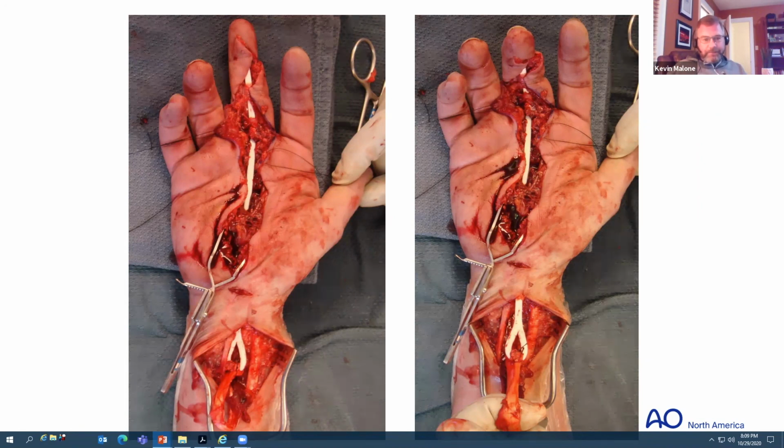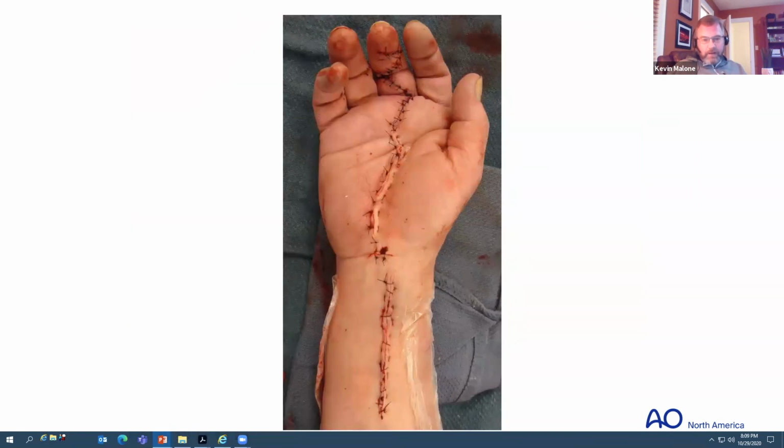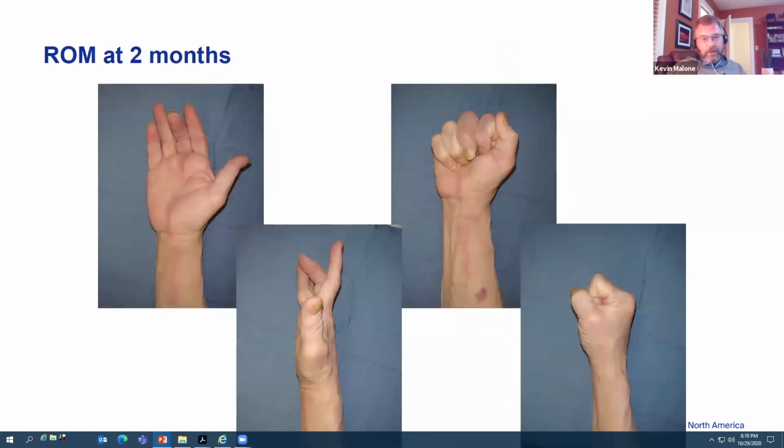Next slide. This is her after closure. Next one. And here she is at 2 months, the last time she followed up. She still has a pseudoboutonniere deformity because we didn't do anything with the fracture deformity, but she can make a full fist. She was happy, and so was I. So that's a good outcome.